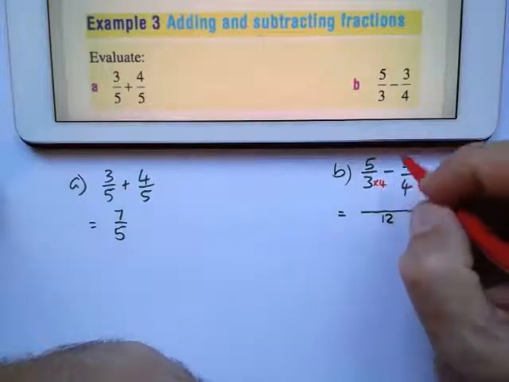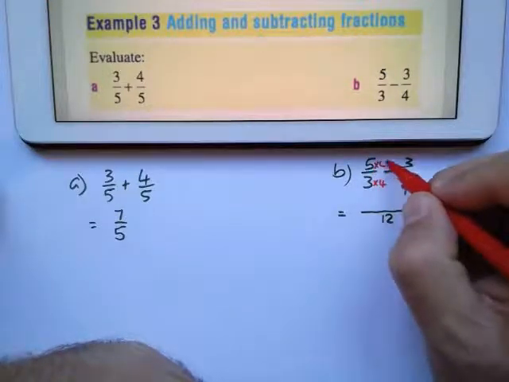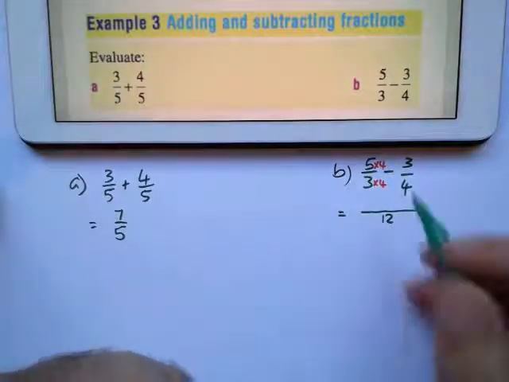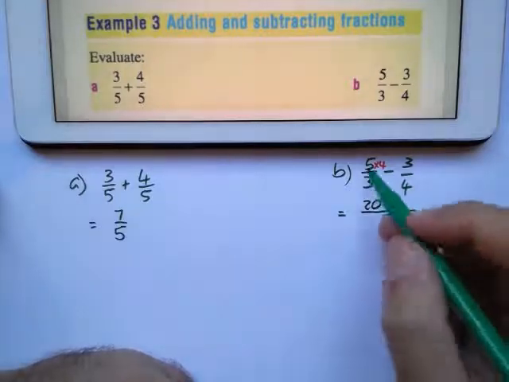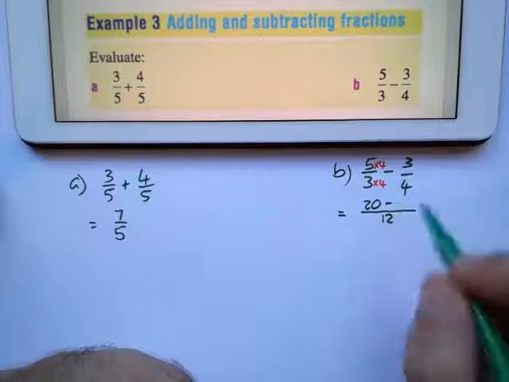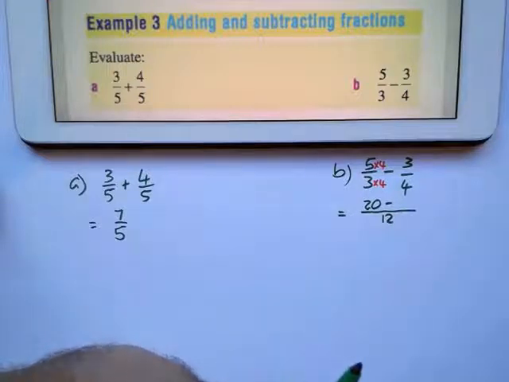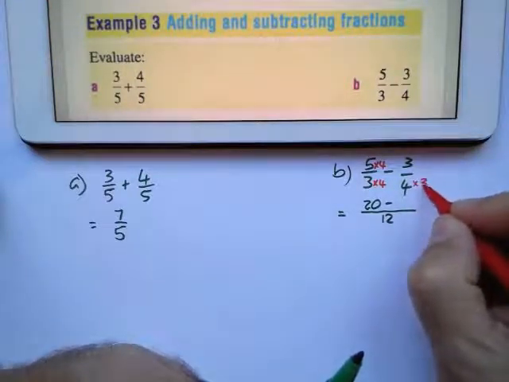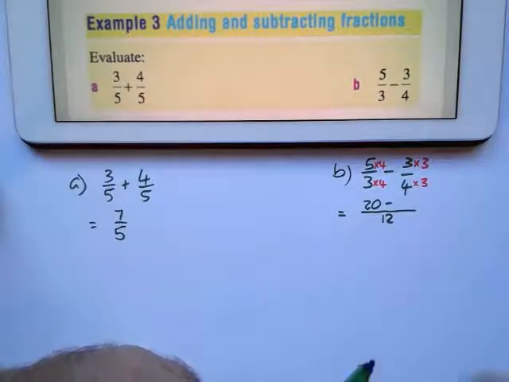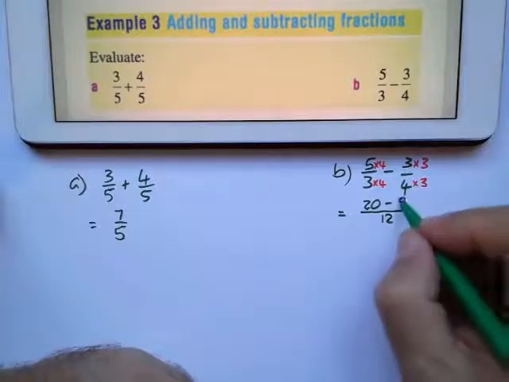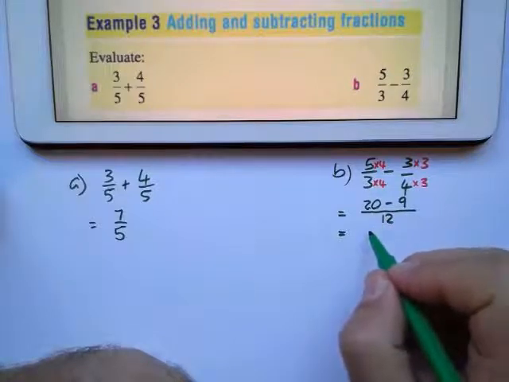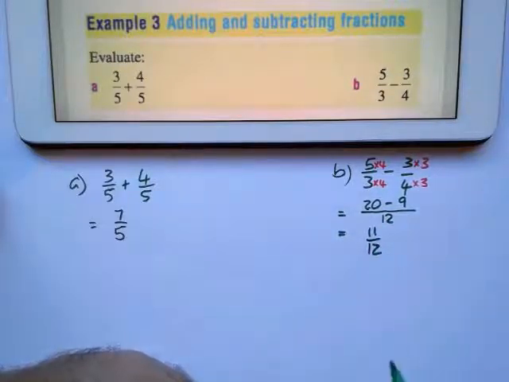If I multiply underneath the line by 4, I also have to multiply above the line by 4 to get an equivalent fraction. And 5 times 4 is 20. So 5 over 3 is the same as 20 over 12. Take away. What did I do to 4? Well, I had to multiply that by 3, so I have to multiply 3 by 3, so that this is the equivalent fraction, and 3 times 3 is 9. That will give us then 12, take away 9, is 11/12.